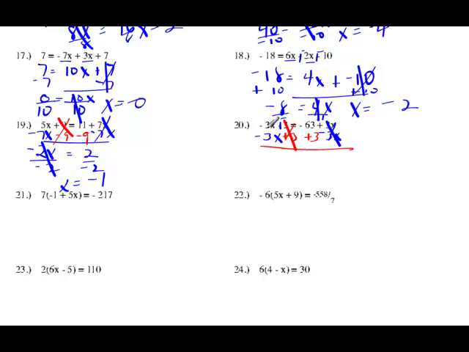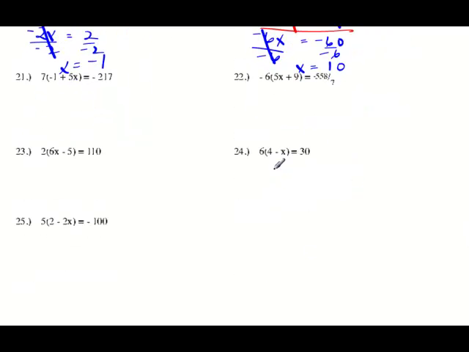So now I have negative 3x and negative 3x is negative 6x, because you just add them. Negative 63 and positive 3 give me negative 60, and then now I can divide by my negative 6. Negative divided by negative is a positive.